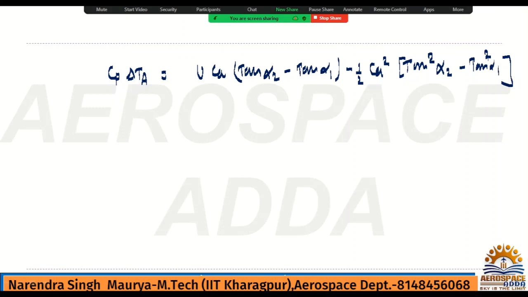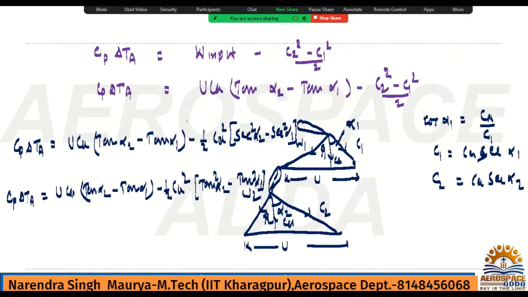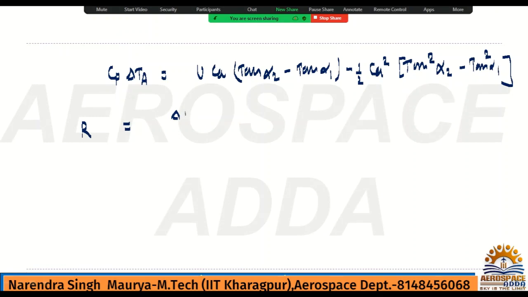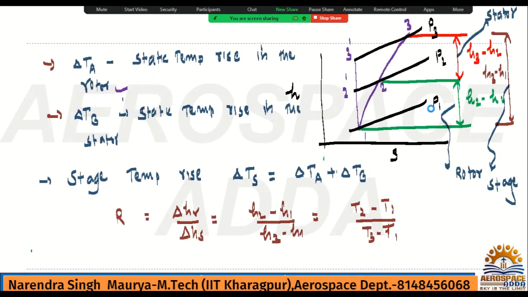Now, what is the degree of reaction you have seen? The temperature rise in rotor, yes or no? Because whatever formula you have here, the same formula you are going to use. What is R? R is nothing but the enthalpy rise in rotor divided by enthalpy rise in stage. Or you can also write enthalpy rise in rotor divided by enthalpy rise in rotor plus enthalpy rise in stator. Remember, this is stage, so in stage rotor and stator both we have. So what is the enthalpy rise in rotor? It is delta H. In terms of temperature, it is Cp delta T. In rotor, what is the temperature rise? Check. It is delta Ta. See here, it is delta Ta.